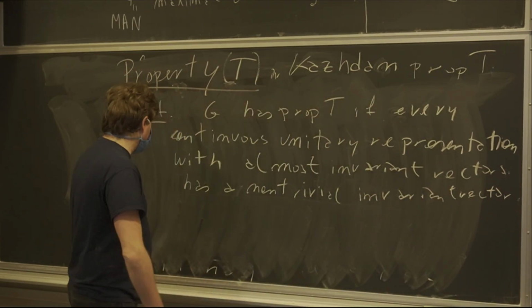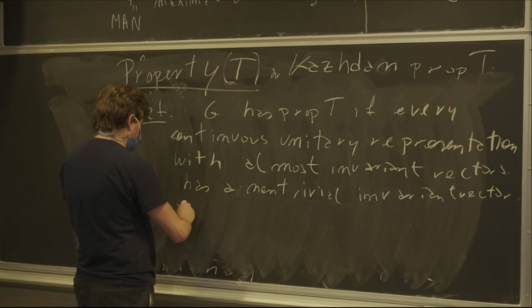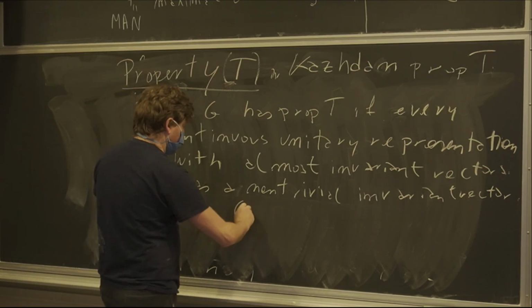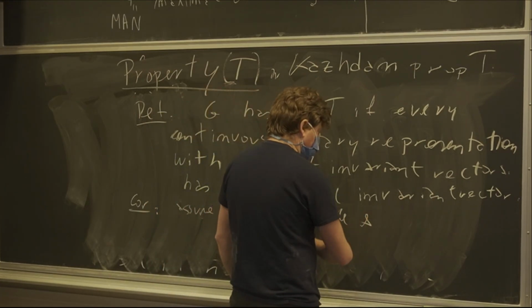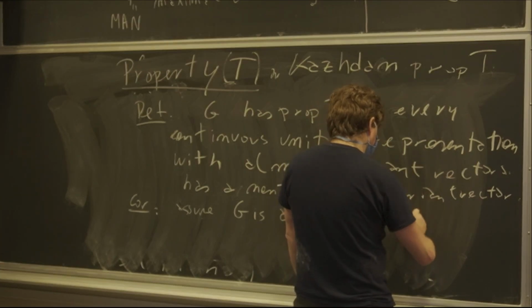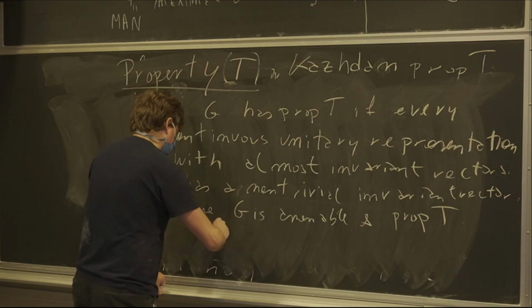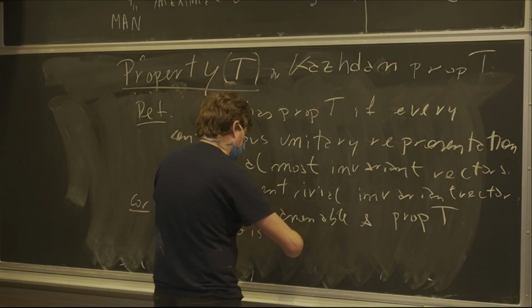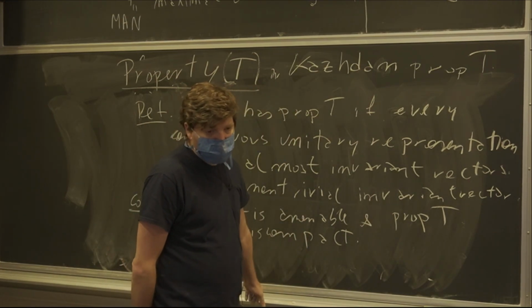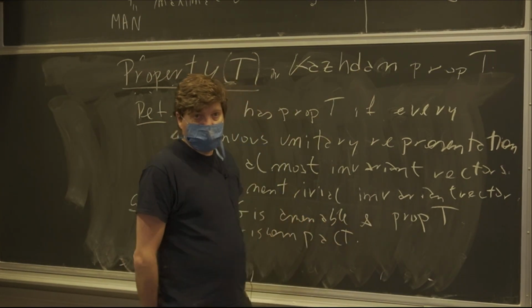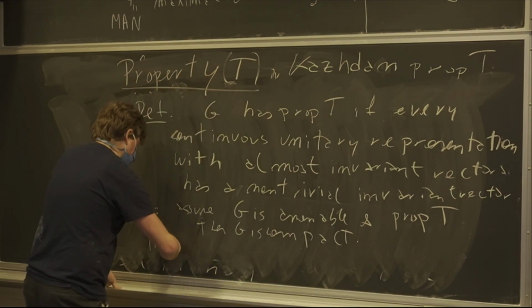Okay, so a corollary of the definition is: assume G is amenable and has property T, then G is compact. And if G is discrete, then G is finite. Okay, and the proof is just putting both definitions together.